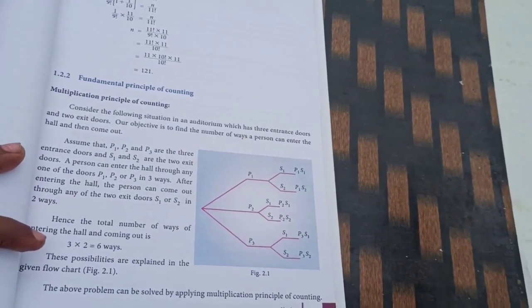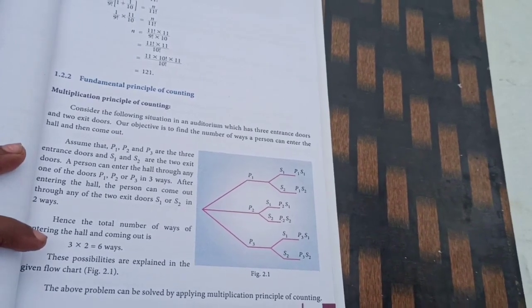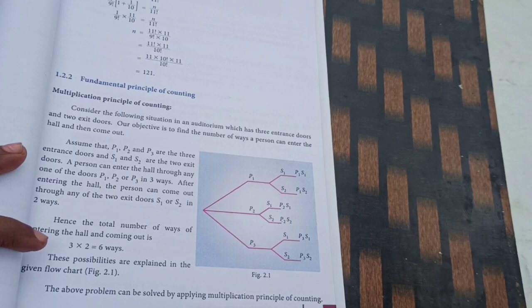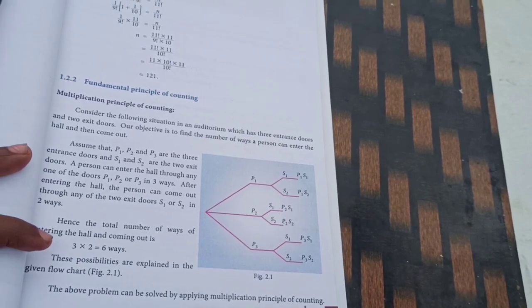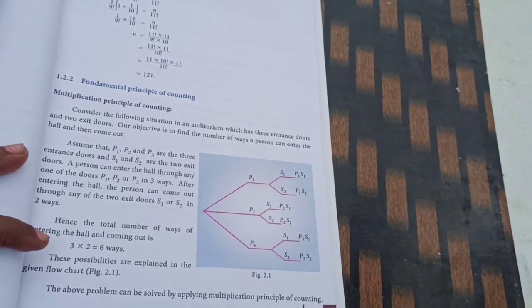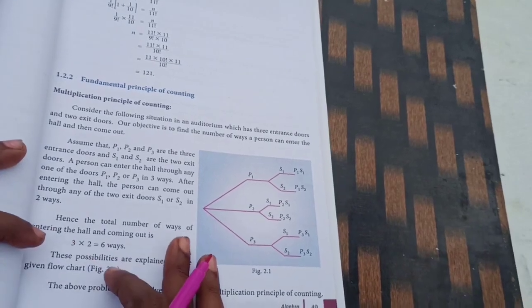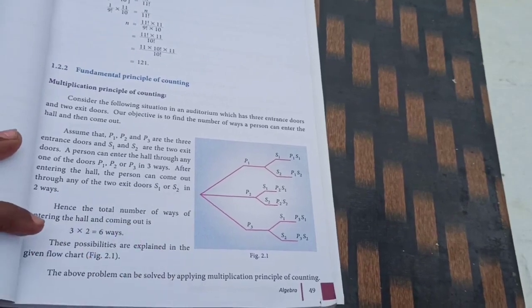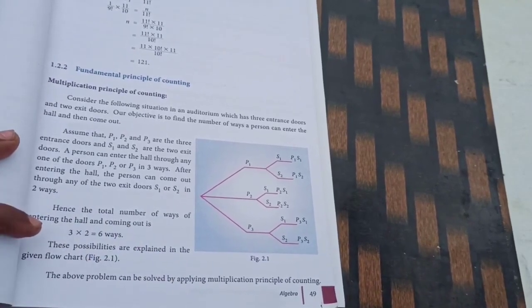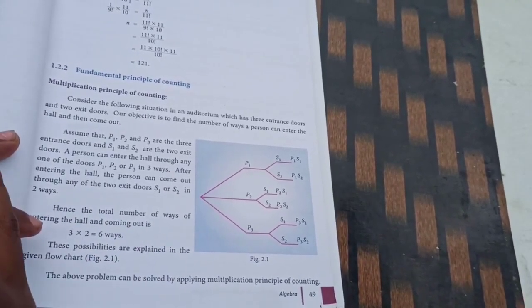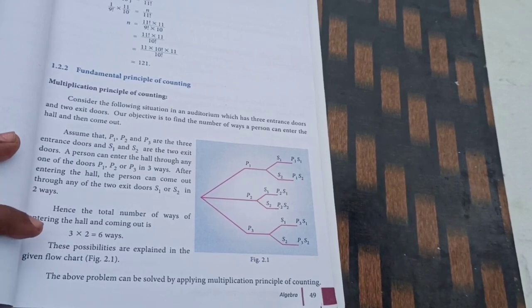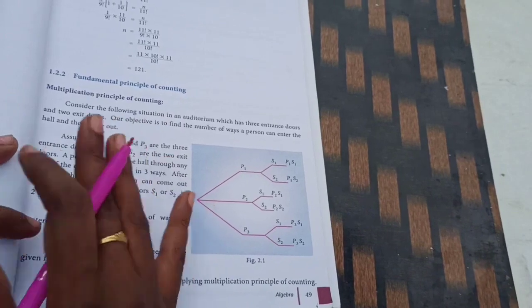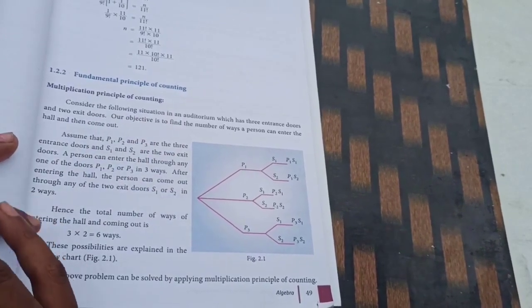So what do you mean by fundamental principle of counting? There are 2 sections given: multiplication principle of counting, and another one is addition principle of counting. Both are somewhat different. Understand the concept very carefully. Here one concept is given in your book. I am going to explain the same concept. So here they are considering one situation in the auditorium. In this auditorium there are 3 entrance doors and 2 exit doors. Understand, children? No need to take all this into the notes. I am just giving the explanation.